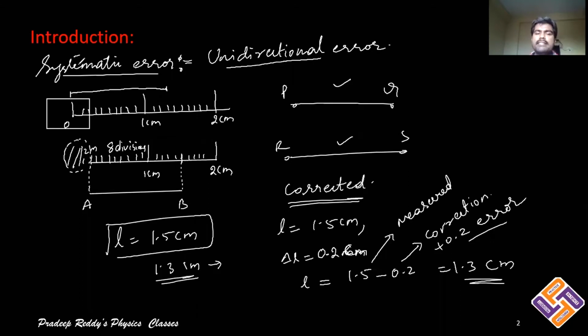So therefore, systematic errors are unidirectional errors. These unidirectional errors can be either positive errors or negative errors. If error is positive, correction is negative. If error is negative, correction is positive.